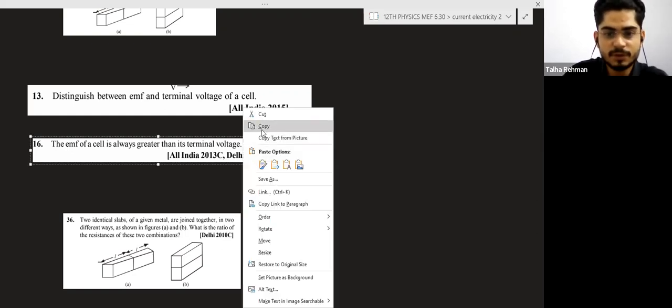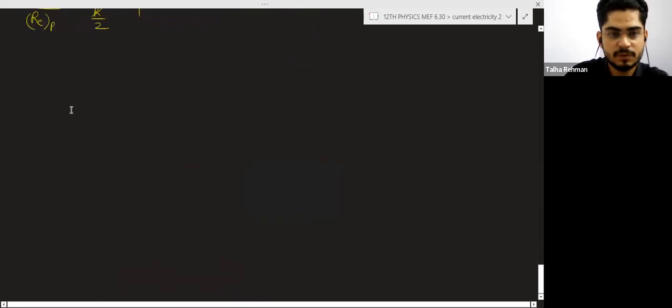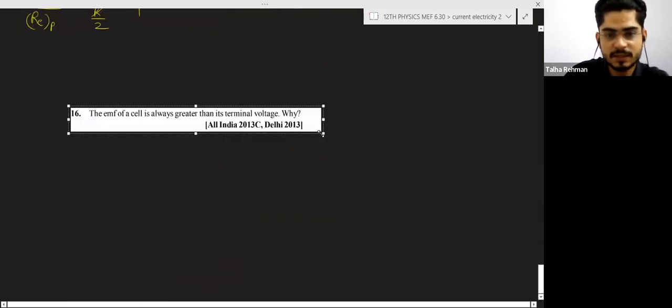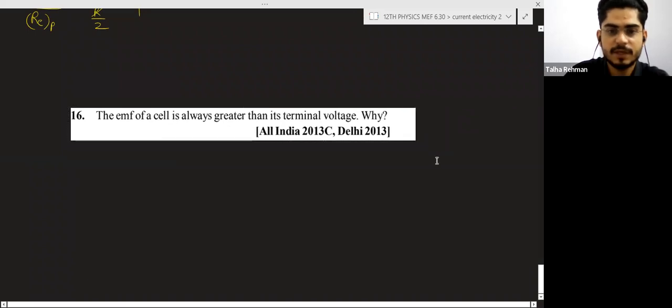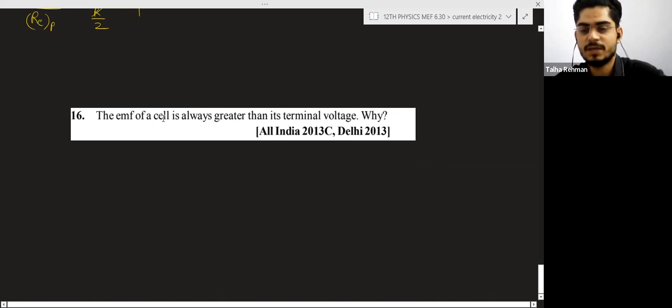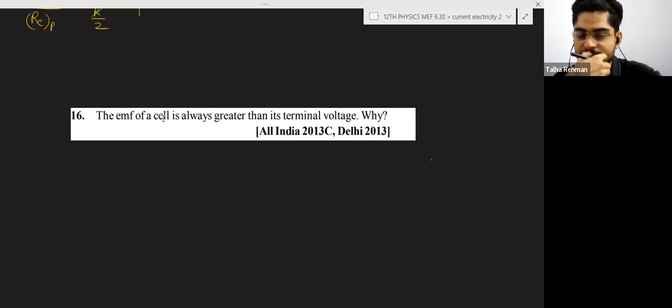But I want to solve this question, which was asked in 2013. They are saying that the EMF of a cell is always greater than the terminal voltage. But I do not agree with this question. This is an incomplete question. They are saying the EMF of the cell is always greater than the terminal voltage, but this is not true. I will show you the terminal voltage can be greater than the EMF of the cell. We have discussed this also.